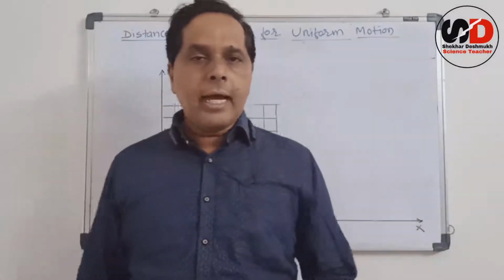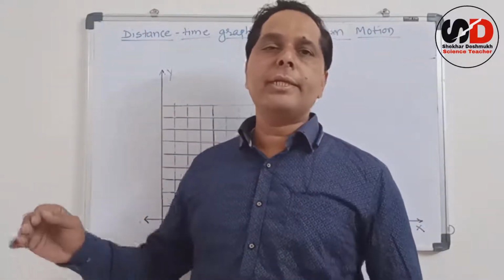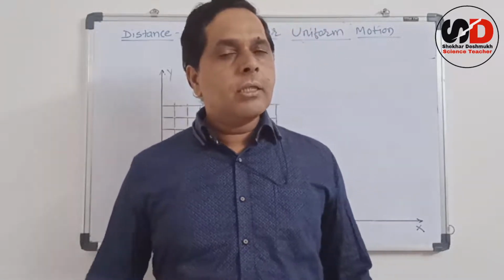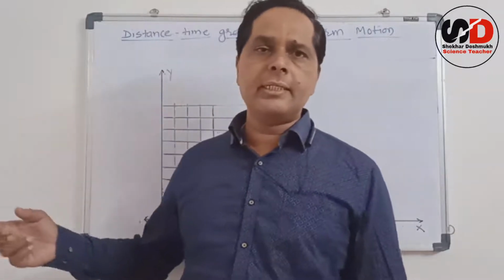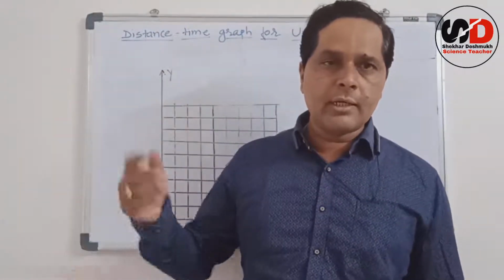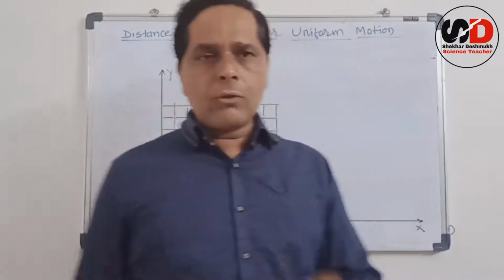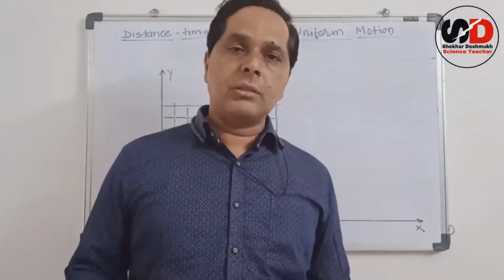Students, in the last video we have seen uniform and non-uniform linear motion. Then we have seen the concept of acceleration and its types, that is positive, negative and zero acceleration. And in this video we are going to see the distance time graph for uniform motion.